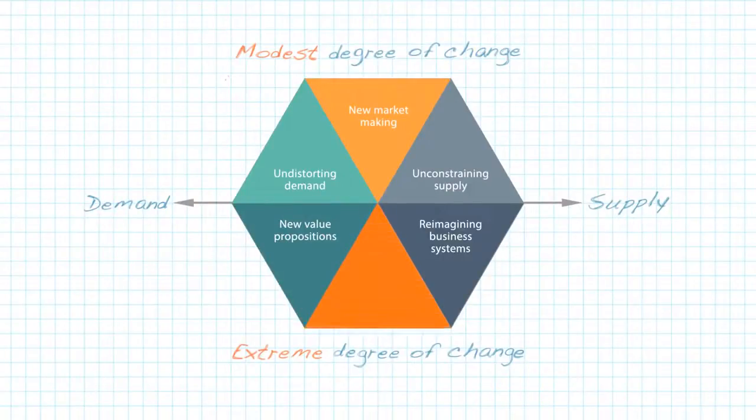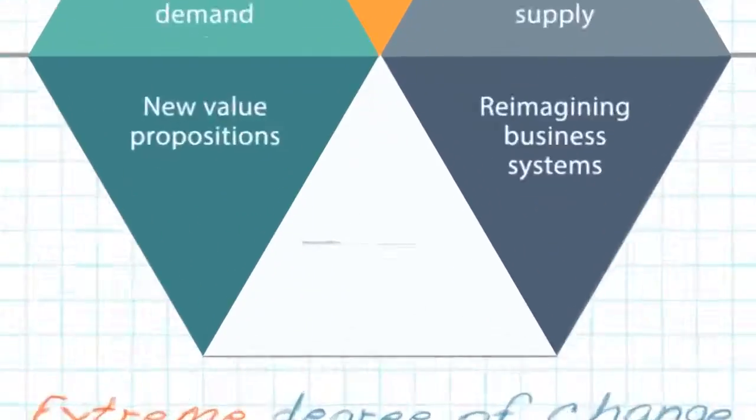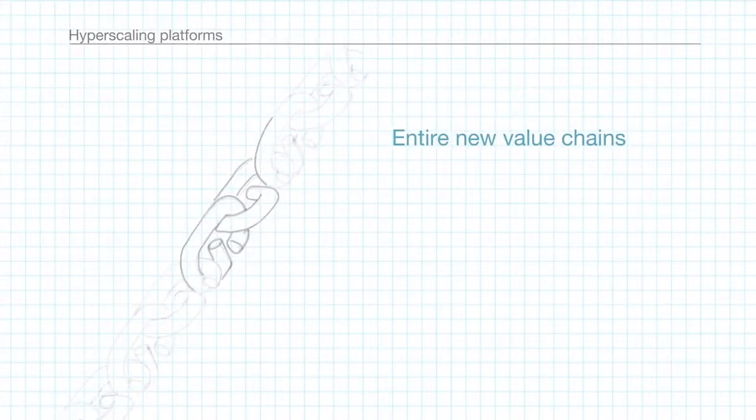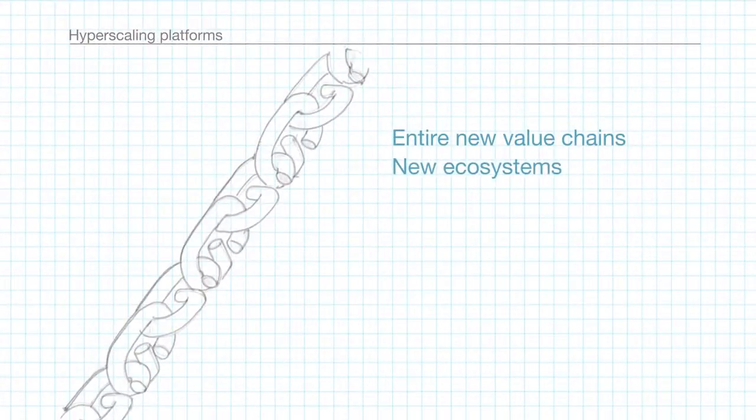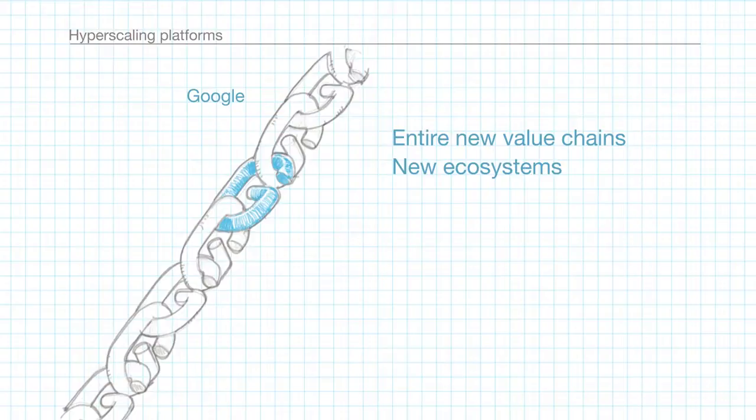And let's end at the bottom on hyperscaling platforms. This is where we create entire new value chains or entire new ecosystems. Google is the most famous and obvious example. It has entirely redefined what it means to be a media company and entirely redefined the competitors that other players have to face. And the point of all this?